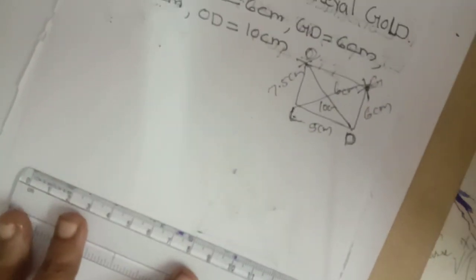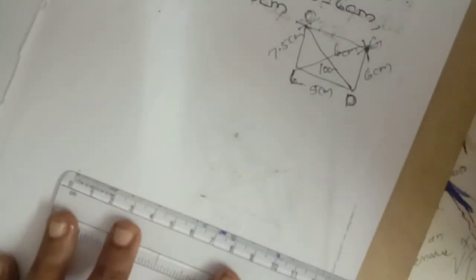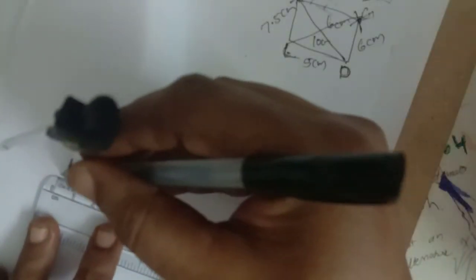Take a scale, 0 to 5 centimeter. Take 0 to 5. Mark it as L and D. How many centimeters? 5 centimeter.